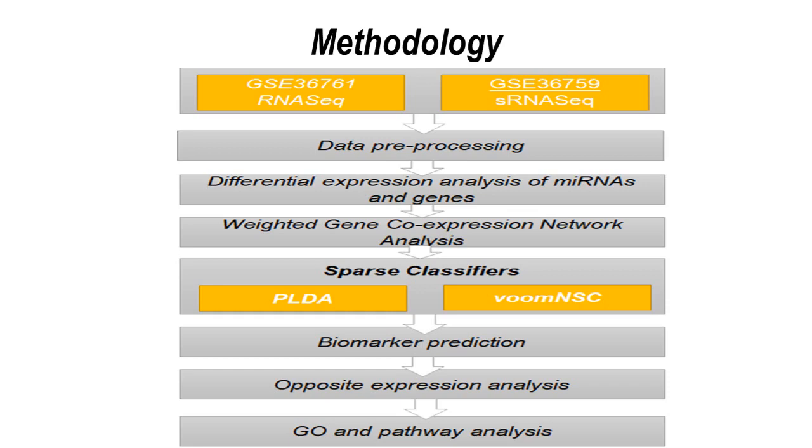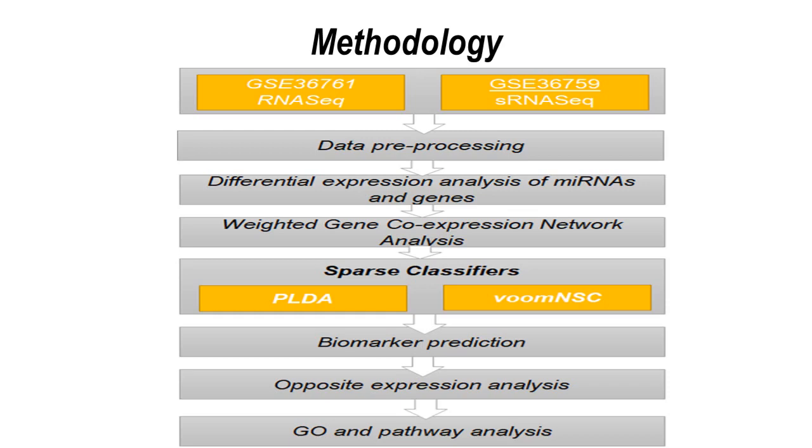The normalized and the transformed data generated were divided into the training and the test set in the ratio of 70:30. The models were fitted using voom NSC and transform PLDA using the R package MLSeq. Five-fold cross-validation was done with a tune length of 10 and repeated 10 times for both the classifiers. The gene selection was performed using voom NSC and transform PLDA.